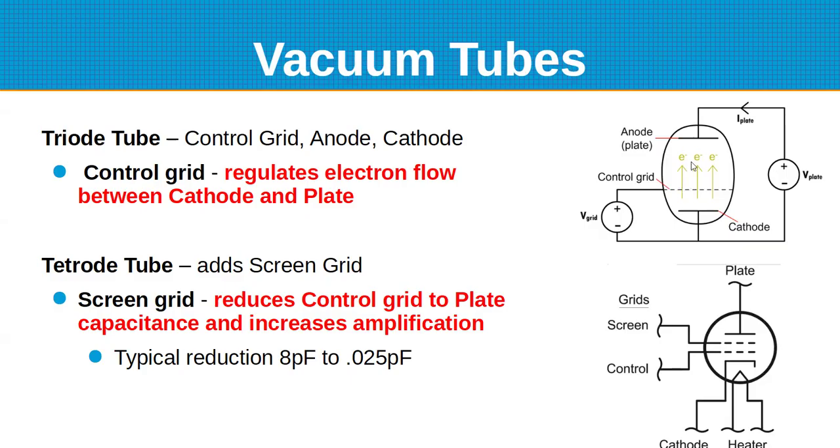This capacitance would start to act like a low reactance between the grid and the anode, and eventually at a certain frequency, you really wouldn't have any control at all. You'd be passing current, but you'd have no control over it.